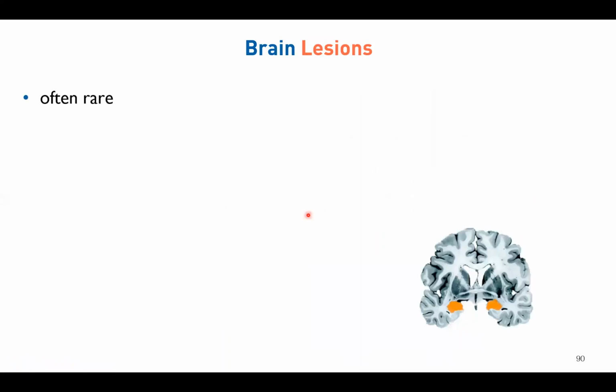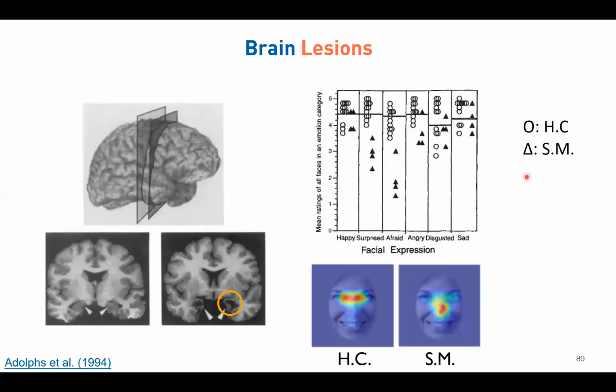So brain lesions are rare. If we want to study amygdala damaged patients, there are not too many in the world. In this study, if I remember correctly, there is only one patient in the paper, and maybe two, relative to a few healthy controls. We cannot say we recruited 20 amygdala lesion patients. This is not really possible. Okay.